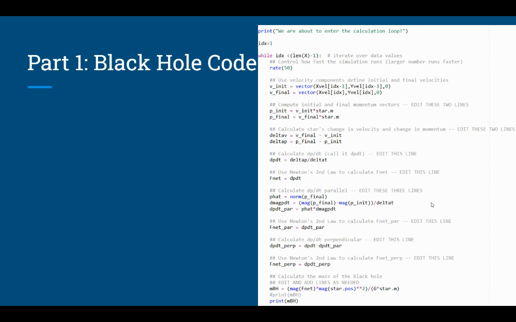So this is our black hole code. We have our V initial and V final vectors initialized at the top. This is followed up by finding momentum, which is the mass of the star times the velocity. We then find the change in both velocity and momentum, and use that to calculate dp dt, the change over time. F-net is equal to that in this case.